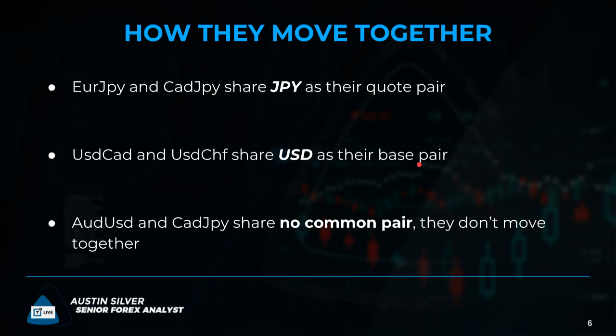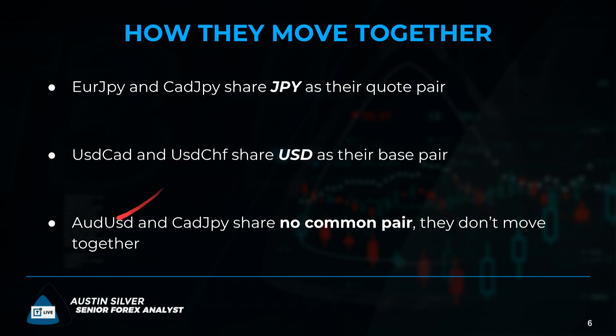Now, when I say should, I mean the majority of the time. We're not talking about every time. Nothing is 100% of the time. But when you have base currencies that are correlated, like USD and USD here, or quote currencies that are correlated, like JPY and JPY here, that's going to offer potential for you to identify which pairs are trending and moving together.